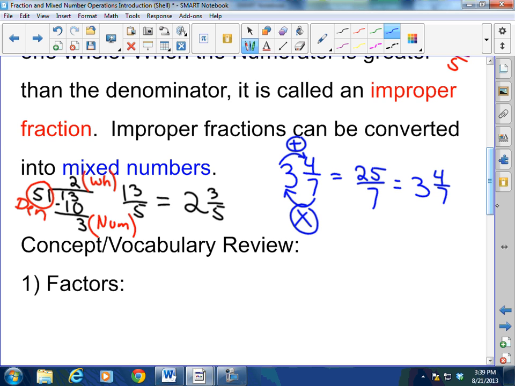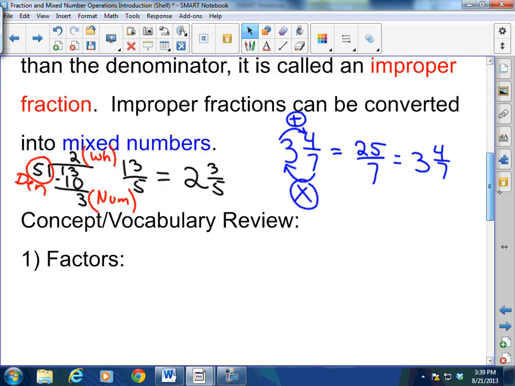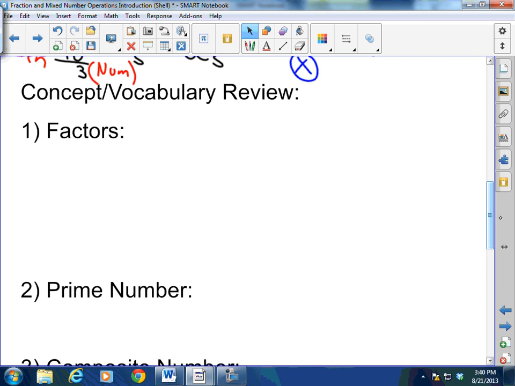So that should just be a little refresher. I hope that was easy for you. If you forgot how to do it, well, guess what? Now you know. So that's awesome. Now let's go over some concepts and vocabulary.